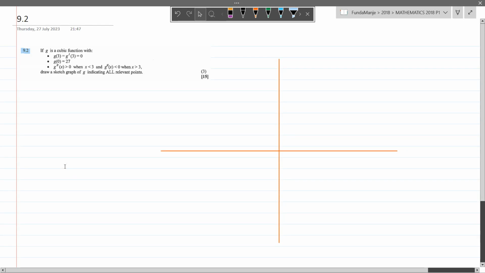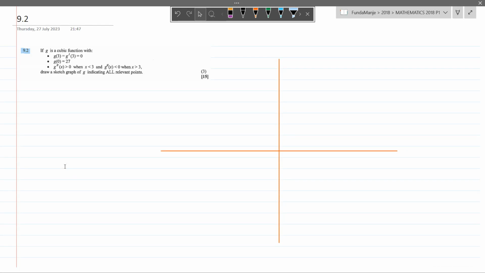9.2 says, if g is a cubic function with g of 3 equal to the first derivative of g of 3 being equal to 0. So what does this imply?